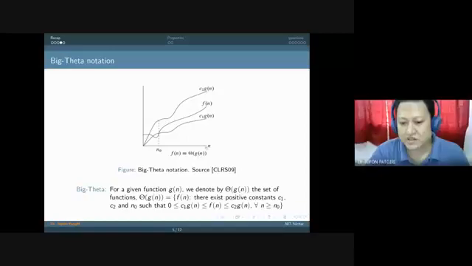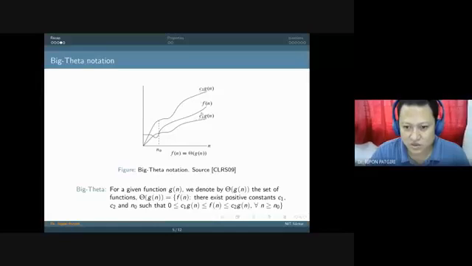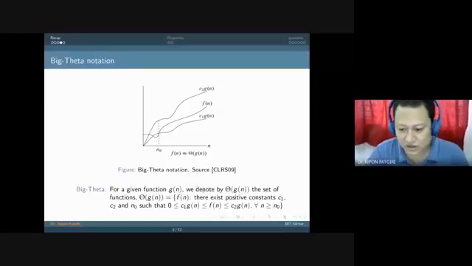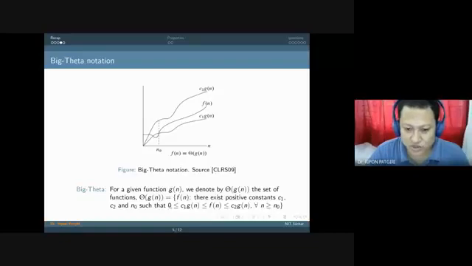So n is the input size and f(n) is such that two constants exist, c1 and c2. From n naught and onwards, the property must be satisfied. It should not cut. And from n naught and backward, we don't care. And this should be positive. Am I clear?